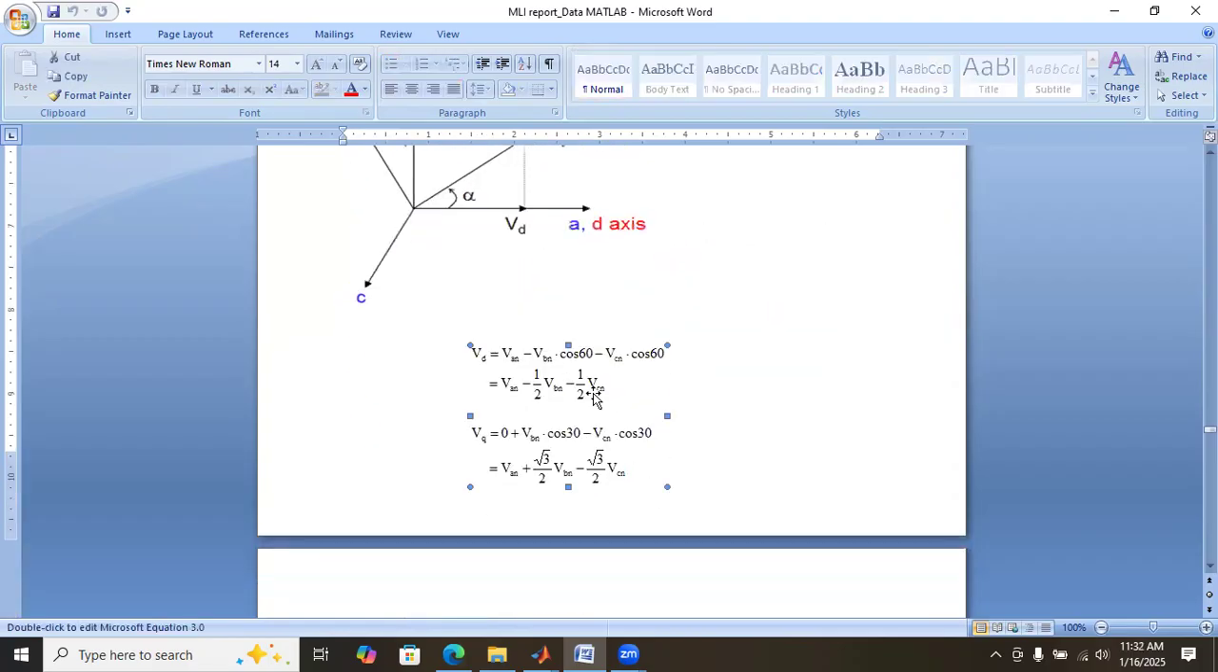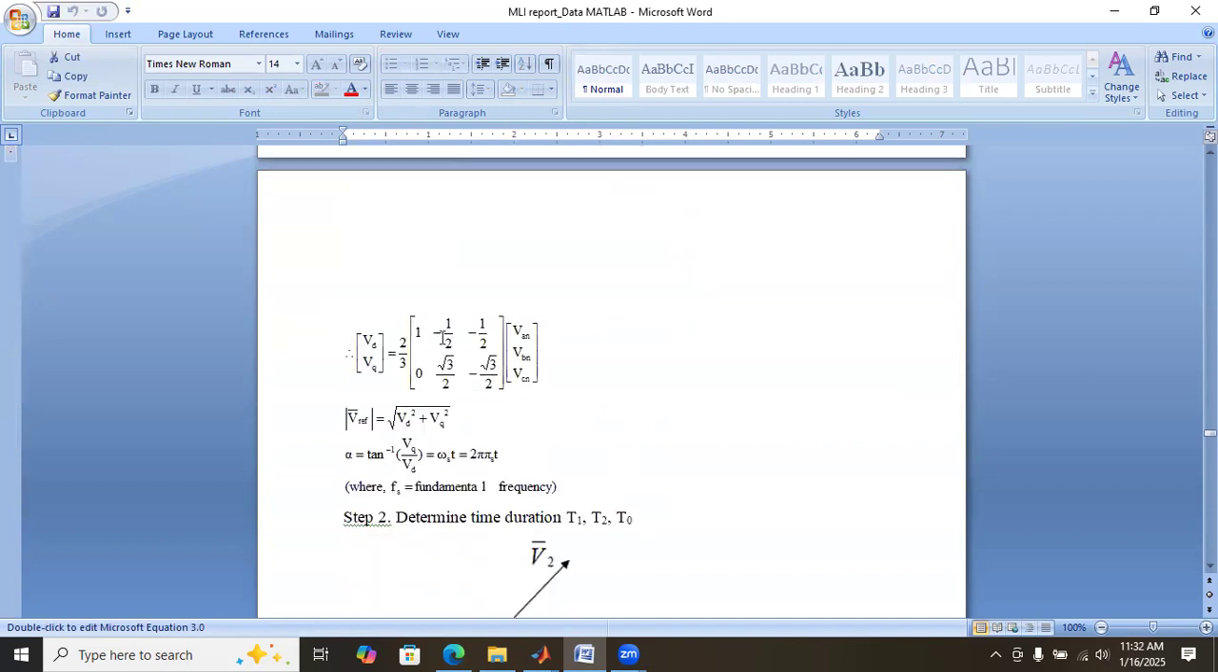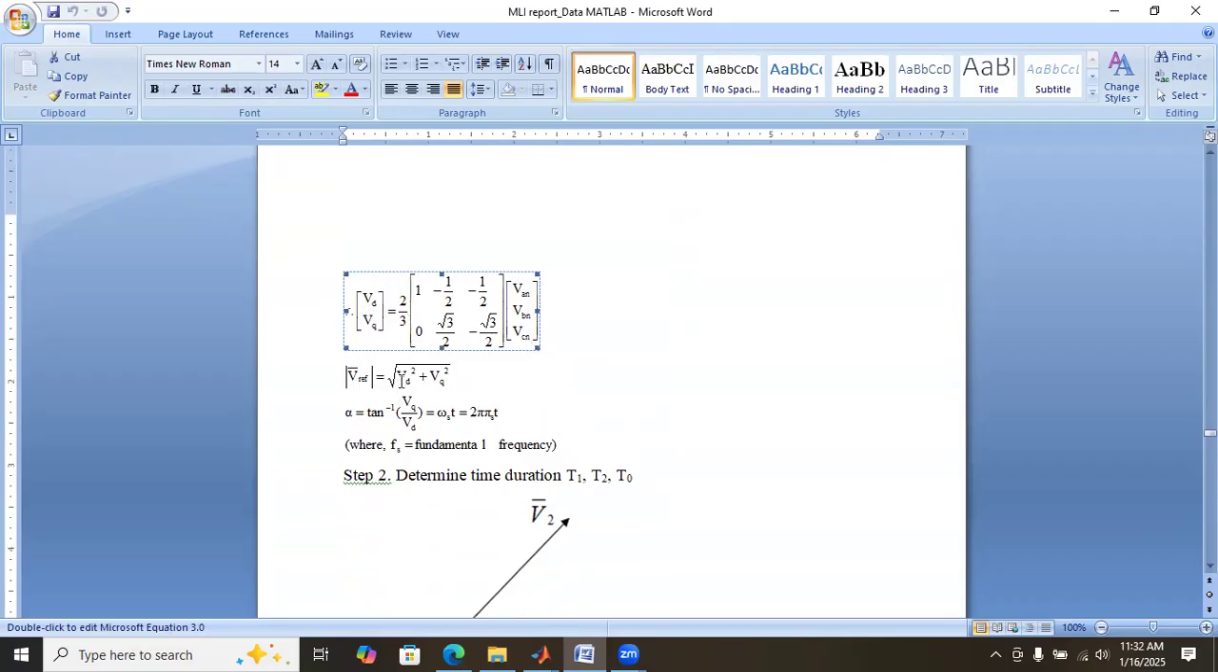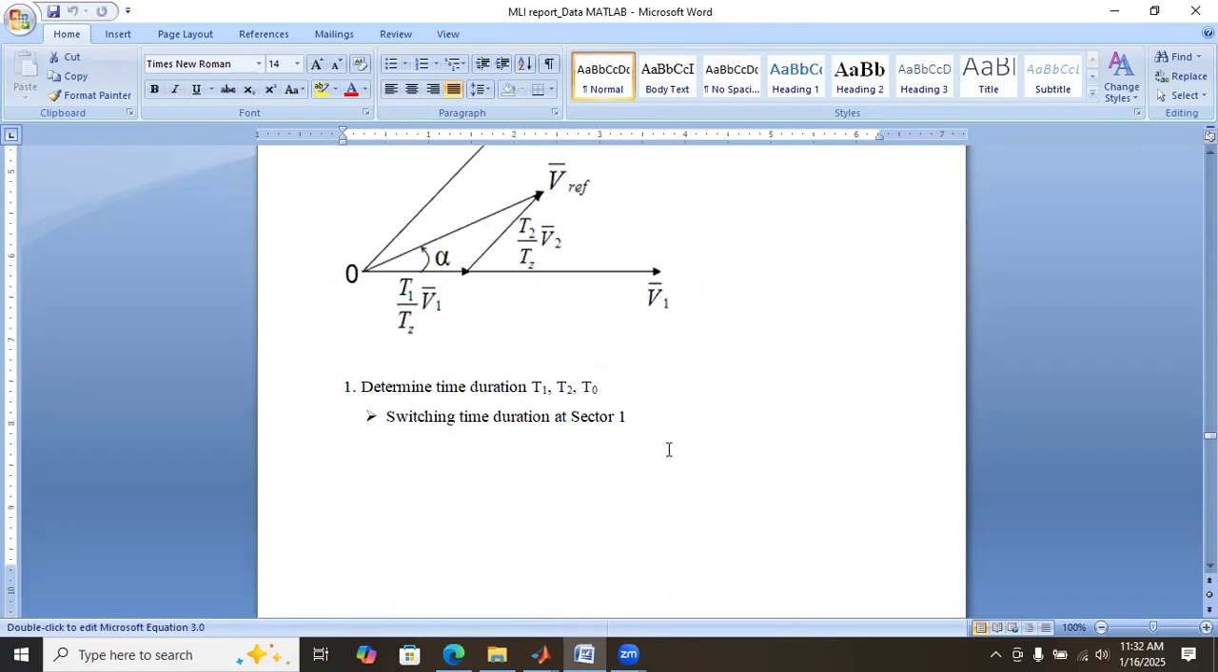Step 1, these are the formulas for conversion of VD and VQ from the 3-phase. Here, this is the transformation from 3-phase VAN, VBN, VCN. From that we are finding VD and VQ. And from VD and VQ we find V reference, and also alpha value, alpha equal to tan inverse of VQ by VD. So this will be provided as input to the SPPWM pulse generation.